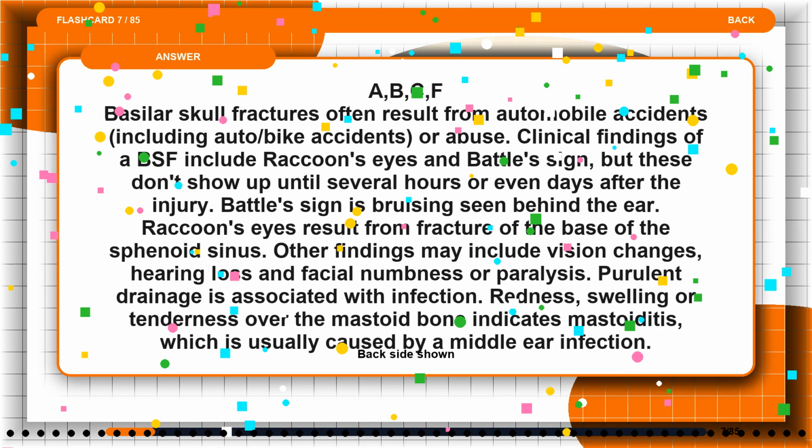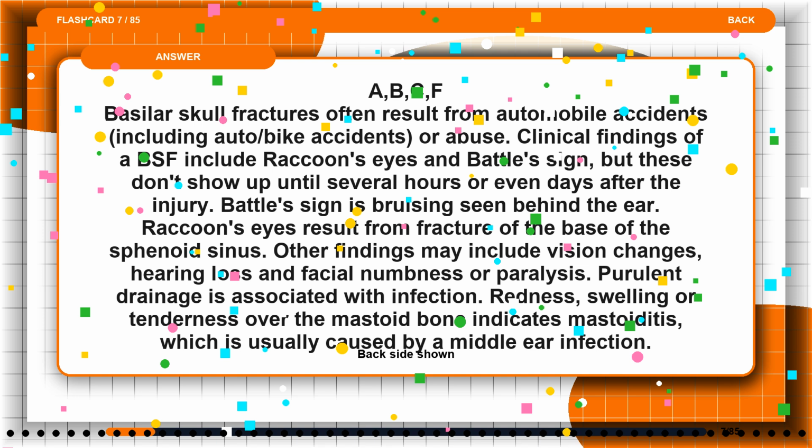The answer is A, B, C, and F. Basilar skull fractures often result from automobile accidents, including auto/bike accidents, or abuse. Clinical findings of a BSF include raccoon eyes and Battle's sign, but these don't show up until several hours or even days after the injury. Battle's sign is bruising seen behind the ear. Raccoon eyes result from fracture of the base of the sphenoid sinus. Other findings may include vision changes, hearing loss, and facial numbness or paralysis.